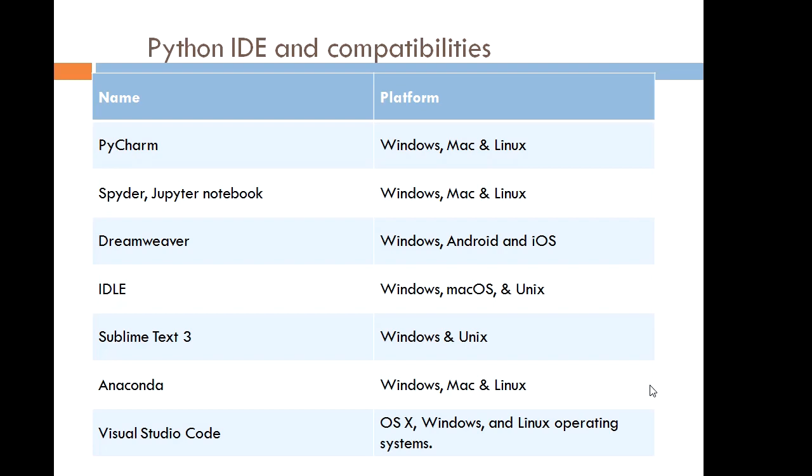And Dreamweaver is available free of cost as a trial version, and a paid version is also available. It is supported on Windows, Android, iOS, and IDLE is one of the basic Python IDEs. It is supported on Windows, Mac OS, and Unix platform.